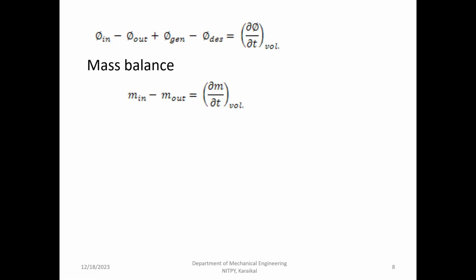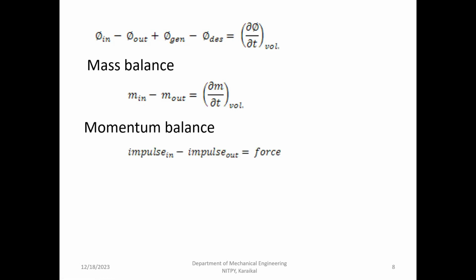The same thing you can do with momentum balance. Impulse in minus impulse out must be equal to the rate of change of impulse, and the rate of change of impulse will be given as the force. So this is going to be the second equation which we are going to solve. Force balance is going to be done where we will take different parameters as the force. We can have pressure force, viscous force, surface tension, all those forces can be considered.